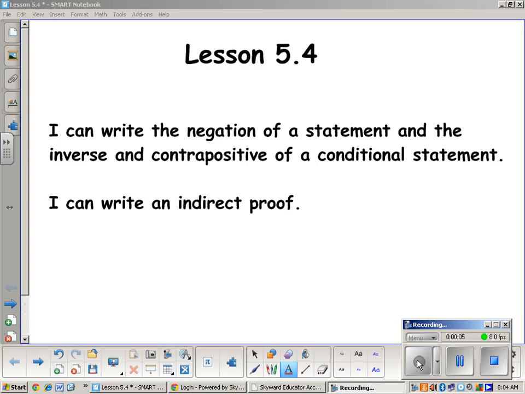So today we're going to talk about negations. And we're going to talk about the inverses and contrapositives of conditional statements, and then one quick little piece of information on indirect proofs. Okay? All right, so here we go.